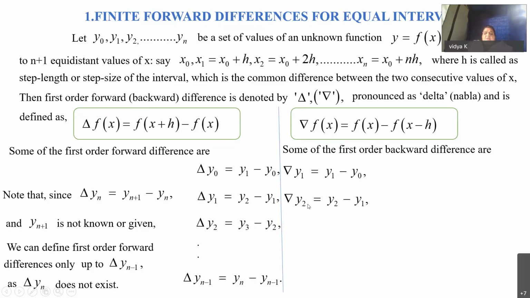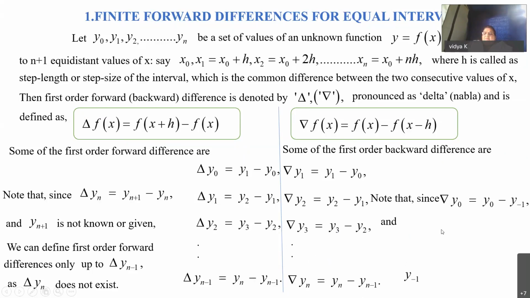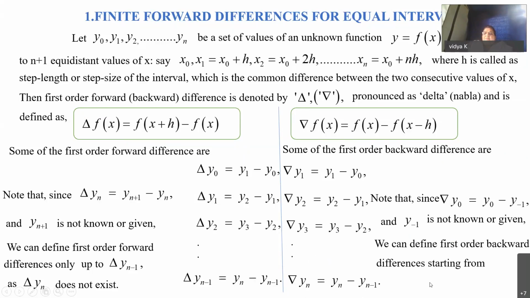Then nabla y2. What is nabla y2? Start with y2 and take the difference with the previous value, which is y1. So y2 minus y1. Similarly, you can go up to nabla yn. For backward differences, all the last values exist, and the first values go on decreasing. So nabla yn is yn minus yn minus 1. Also note that since nabla y0 is y0 minus y suffix minus 1, and y suffix minus 1 is not known to us, we can define the first order backward difference starting from nabla y1 itself. I hope you understood that difference.